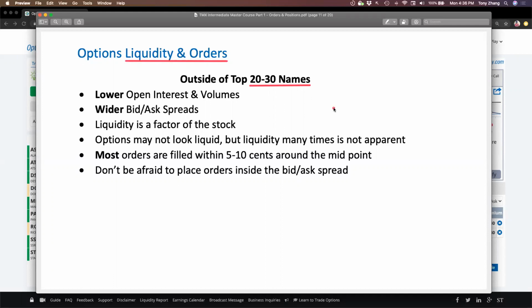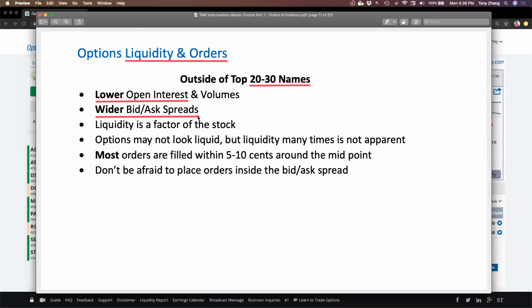So anything below that, what we generally tend to find is that you'll see lower open interest and lower options volume. You'll see generally wider bid-ask spreads. This many times deters a lot of investors from trading options on them, when they see that the options have low open interest or very wide bid-ask spreads.